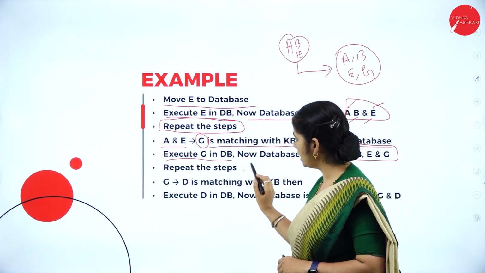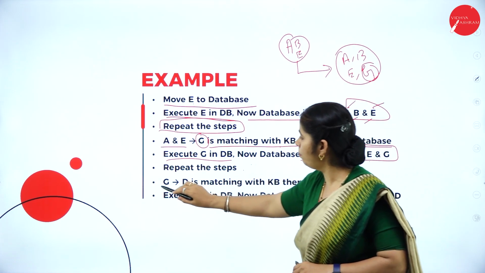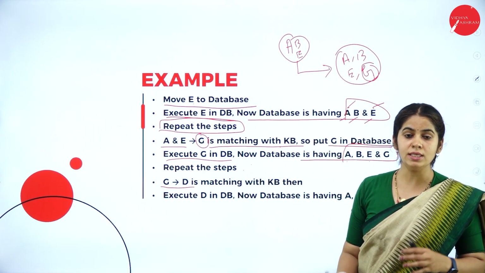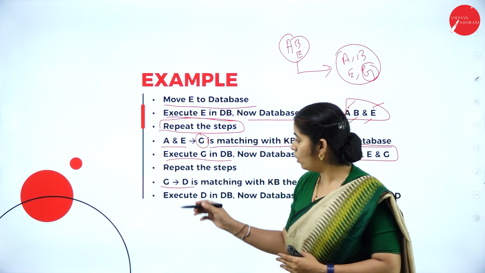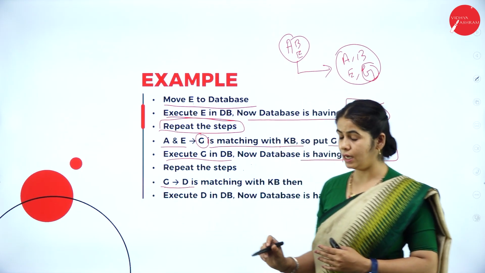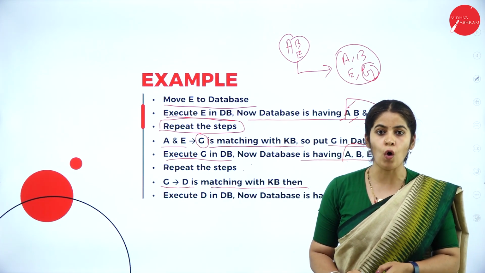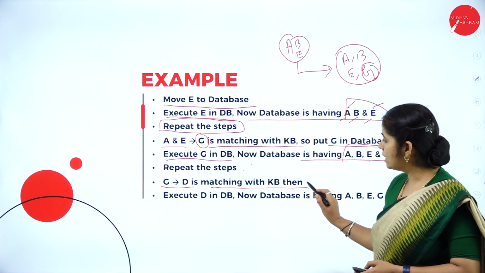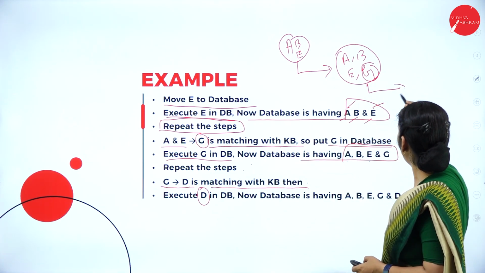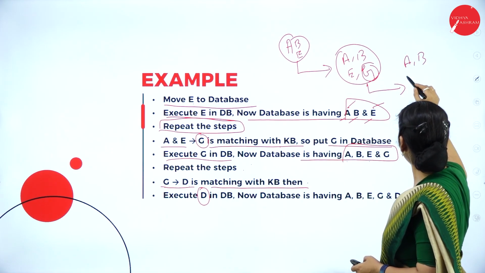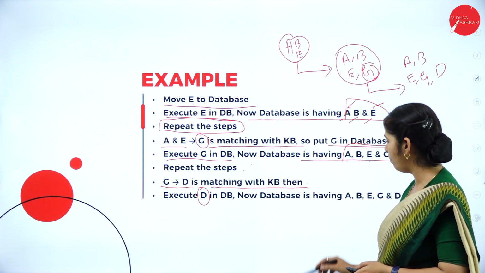Now repeat the same step. Check for the new variable that implies D. What is our goal? Our goal is to reach D. So, G implies D matches the knowledge base. That is our rule number 4 in the knowledge base. So, execute this D into the database. Now, we are adding A, B, E, G and D into the database.